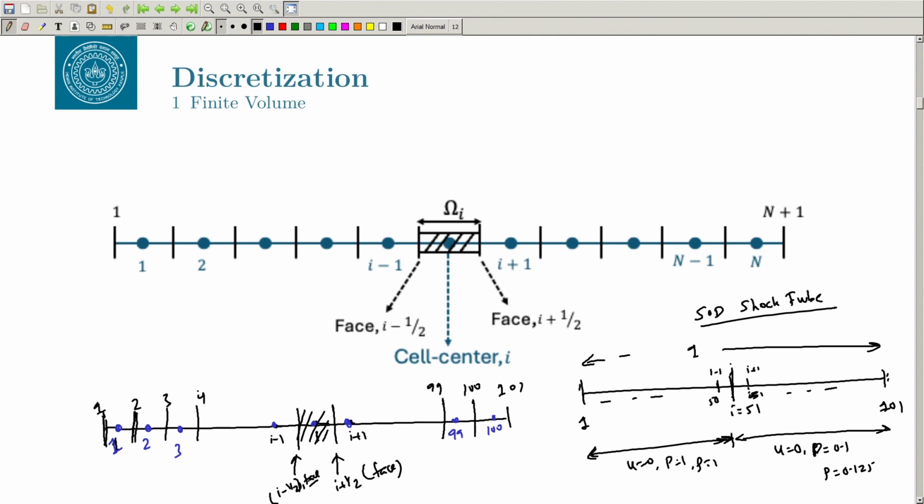For 1D each cell will have 2 faces, left and right. In 2D, depending on what kind of elements you are using, you can have 3 faces or 4 faces. You can have 5 faces also in 2D. Similarly, in 3D depending on what kind of elements you are using, you will have 6 faces, 5 faces, and so on and so forth.